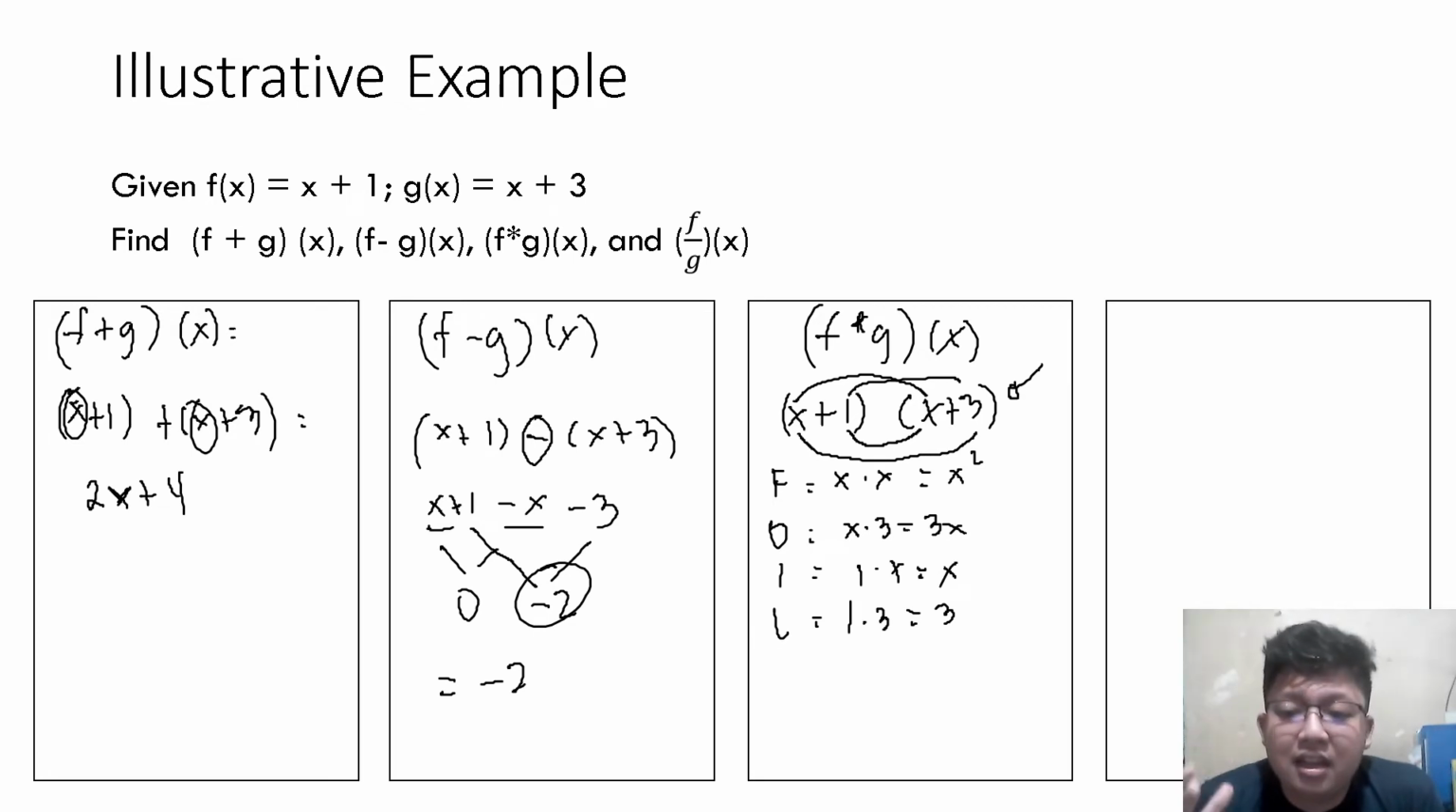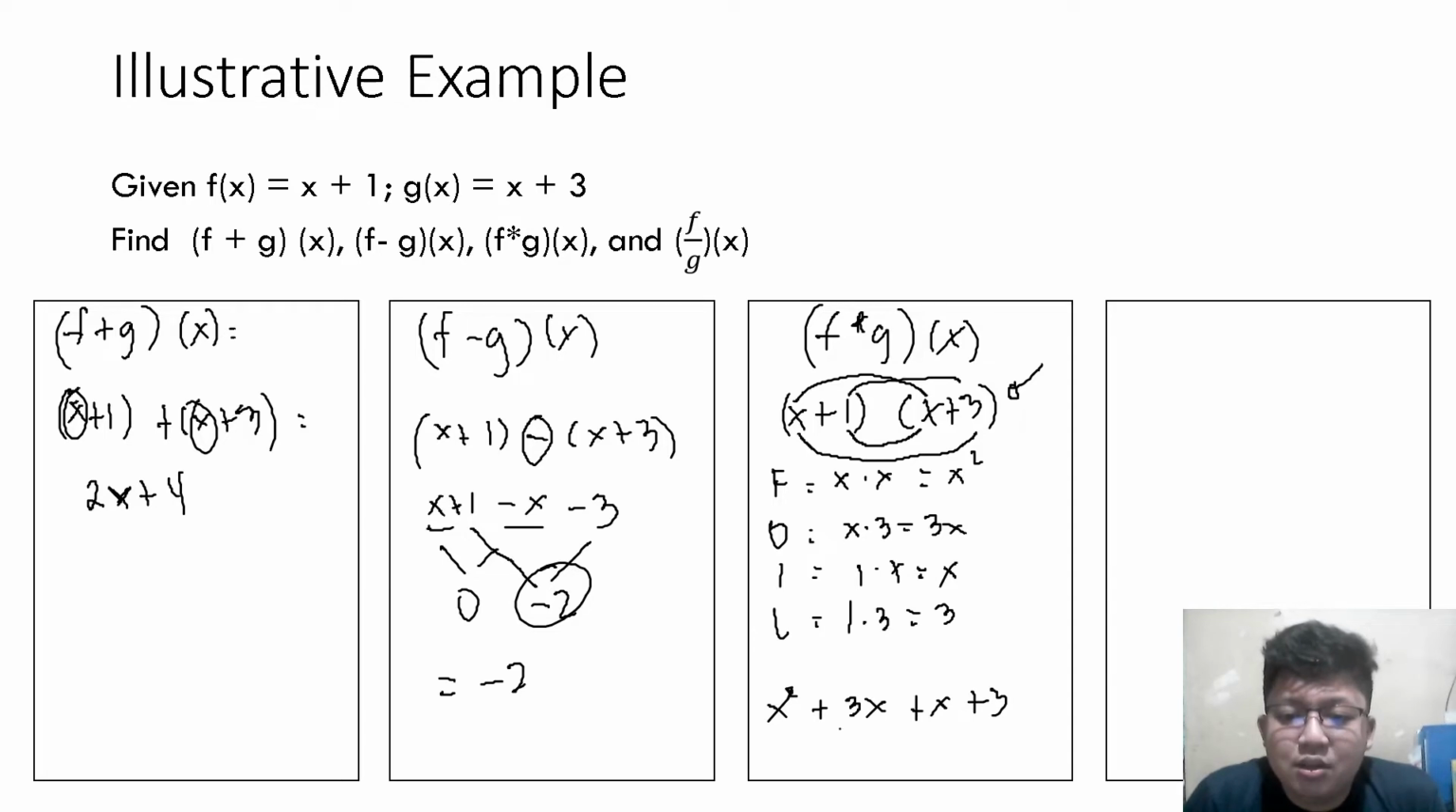Okay, so titingnan natin, class, kung alin dito ang mayroong magkaparehas ang variable at ang exponent nito. Okay, so for this, we have x squared plus 3x plus x plus 3. So what do you think is the similar terms or what are the similar terms in this particular set of expressions? Yes, that's correct. We have 3x and x. So we will add them.